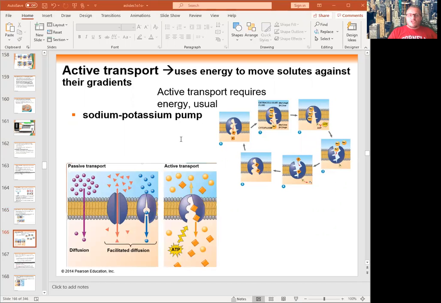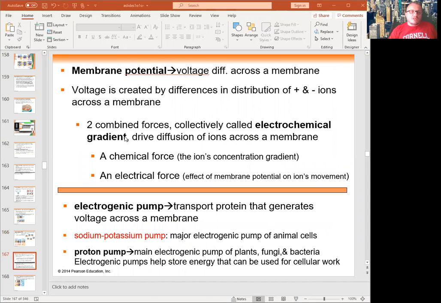Active transport uses energy, and you don't need a concentration gradient, because there is a pump, like the sodium-potassium pump you see here, that can transport substances from one side to another. Membrane potential is the voltage difference across a membrane, combined with the concentration gradient. We now call it the electrochemical gradient, which is a combination of chemical force and electrical force.